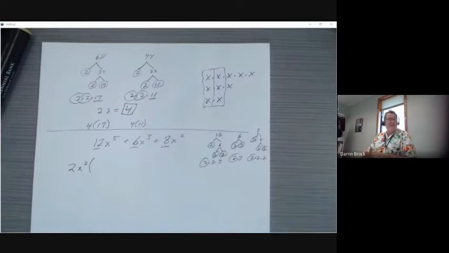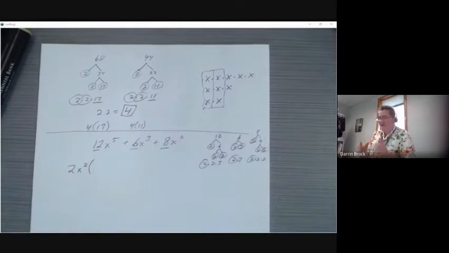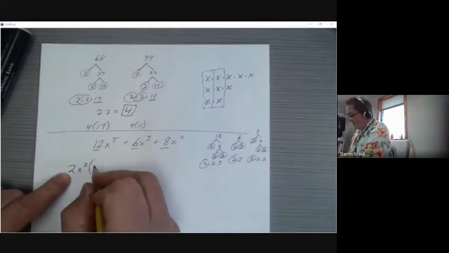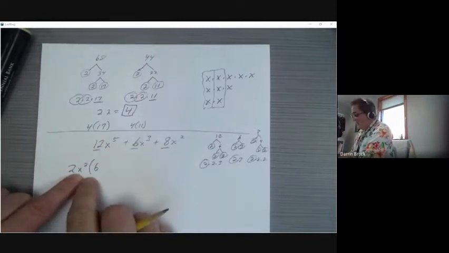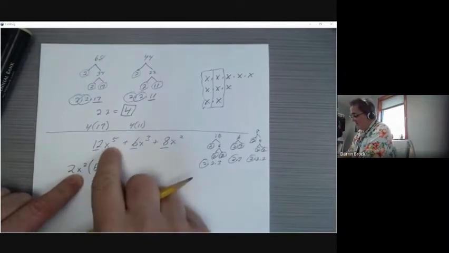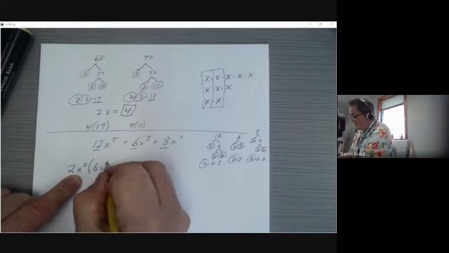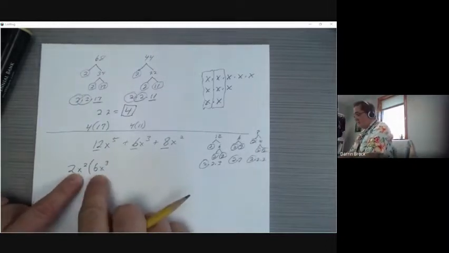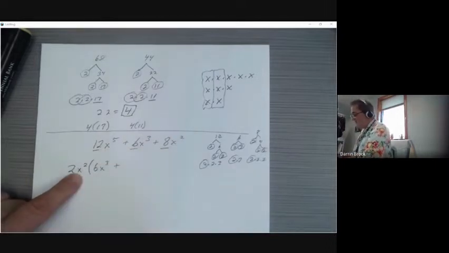So now we need to figure out what's left. When I factor 2x squared out of each one of these terms, what do we have left? 2 times what would equal 12? We need a 6. So 2 times 6 would equal 12. x squared times what would equal x to the fifth? x squared times x to the third, right? Because we add the exponents when we multiply them together. x squared times x to the third is x to the fifth. So that's what's left in the first term.